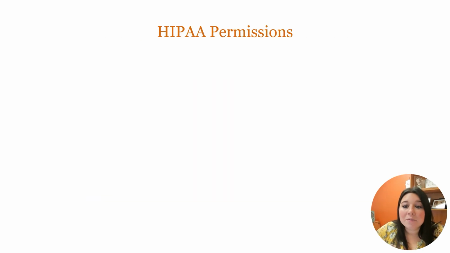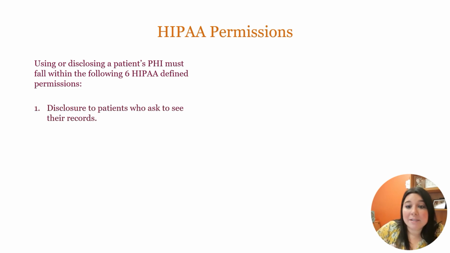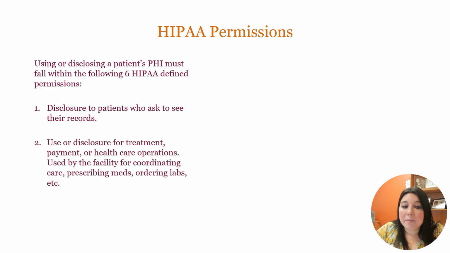Next, we'll talk about HIPAA permissions. So when using or disclosing a patient's private health information, it must fall within one of the 6 HIPAA-defined permissions. Number 1 is disclosure to patients who ask to see their own medical records. Number 2, use or disclosure for treatment, payment, or healthcare operations. This is typically used by the facility for coordinating care, prescribing medications, ordering labs, things like that.